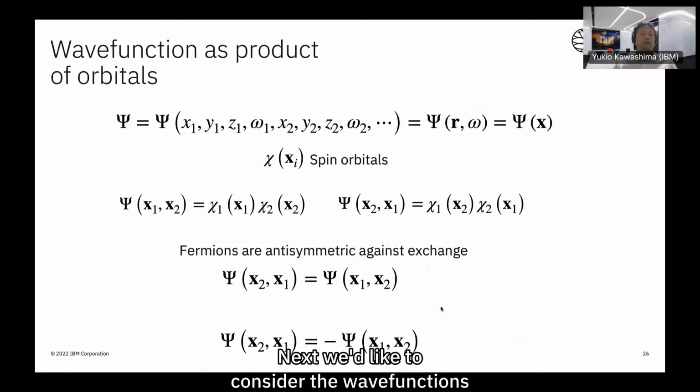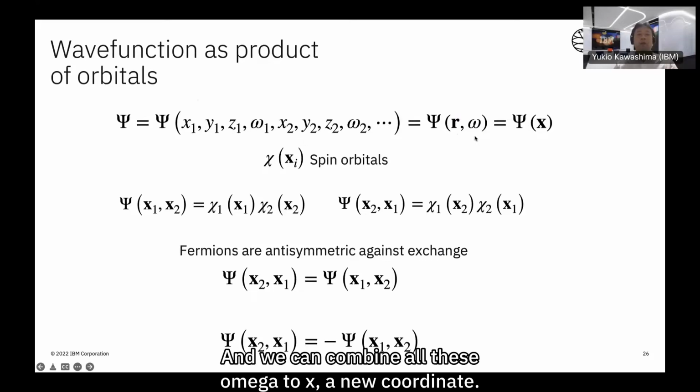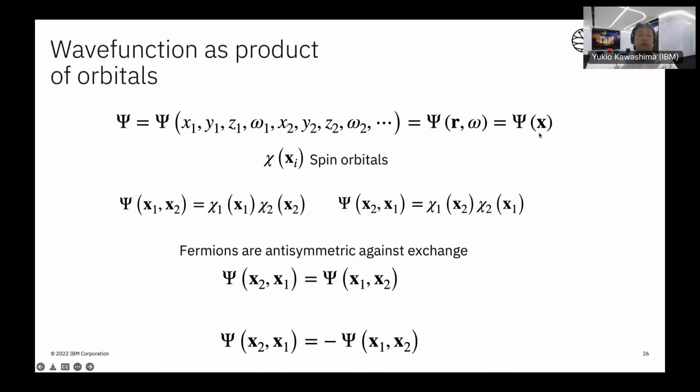Next, we'd like to consider the wave functions that we're going to use in the Hartree-Fock method. First, we consider describing the wave function as a product of orbitals. The wave function has four coordinates: x, y, z for space, and omega for spin. We're going to combine all these r, omega into x, a new coordinate. So our spin orbital is chi, and x is the coordinate.